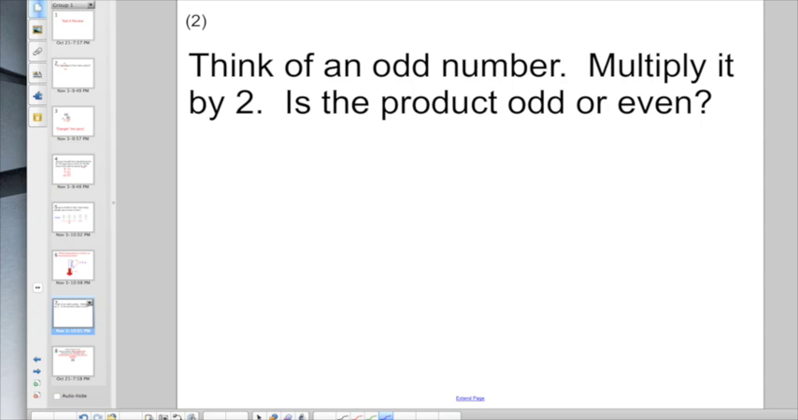Check out this one. Think of an odd number. And my advice when they tell you to do that, use something small. So I'm going to use 3.